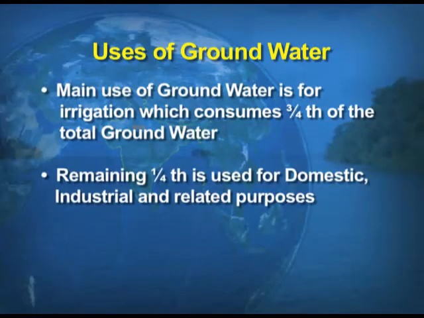So, the reason must be clear to you, children, that India being an agrarian economy, there is a lot of pressure of agriculture on the land, and for that agricultural produce we need to depend upon irrigation, and that water is the groundwater. The remaining 1/4 of the water is used for other purposes.